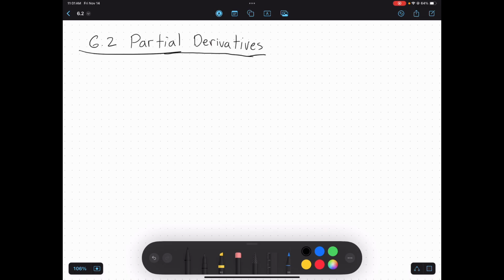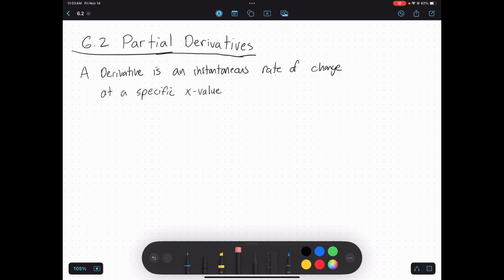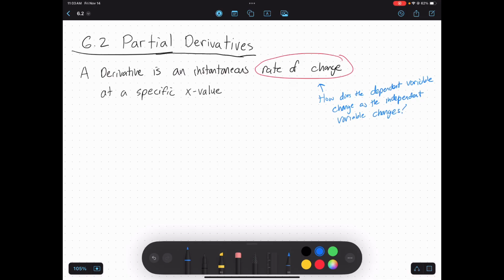Well, what's going to help us understand this is, first off, just remembering what a derivative is. A derivative is an instantaneous rate of change at a specific x value, or independent variable. But if I dive into this even more, what is a rate of change? Rate of change is how does your y change as your x changes, or how does the dependent variable change as the independent variable changes. That's what a rate of change is.